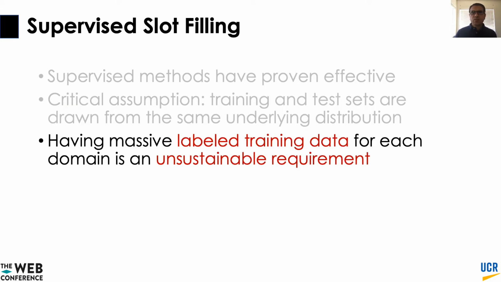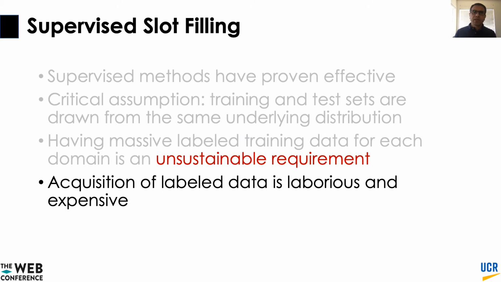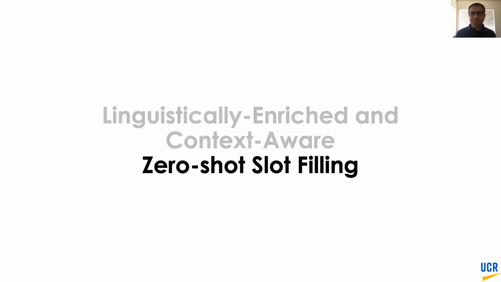This setting puts an unsustainable requirement of having labeled training data for each new domain. This requirement is unsustainable because acquisition of labeled training data for each new domain is laborious and expensive. And that motivates our task of zero-shot slot filling. Zero-shot learning models promise to adapt to new unseen domains seamlessly, which is very critical for conversational AI systems to function effectively in the real world.